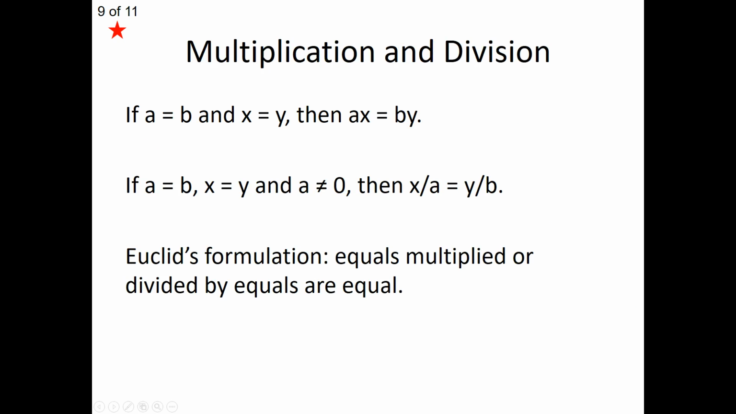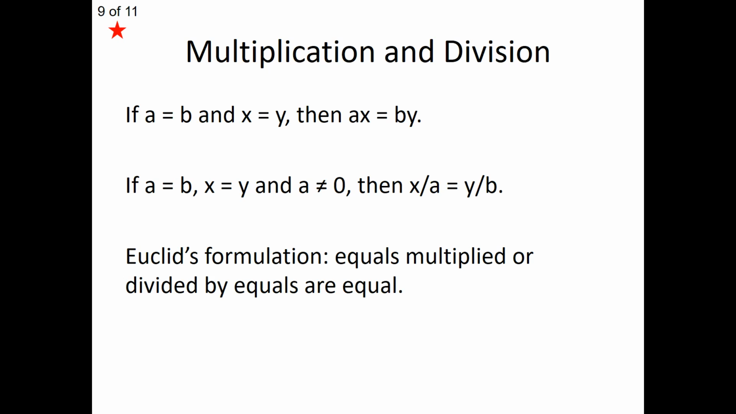We also have multiplication and division. Multiplication: if I know that a is equal to b and x equals y, then I may multiply those equals and get equals. So equals multiplied by equals yields equals. With division, there's one case we have to avoid, and that is division by 0.